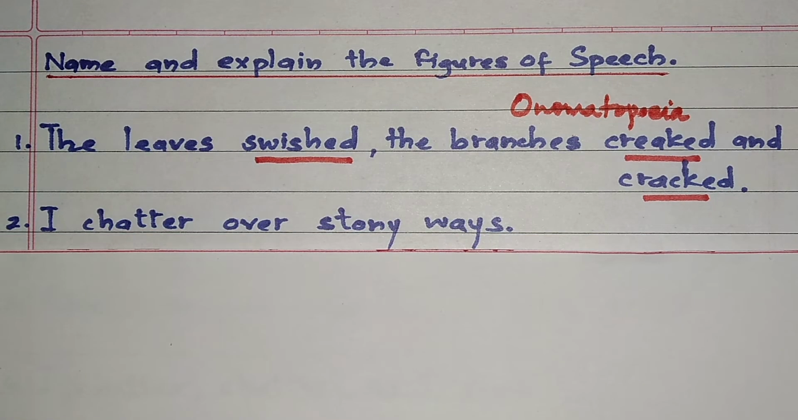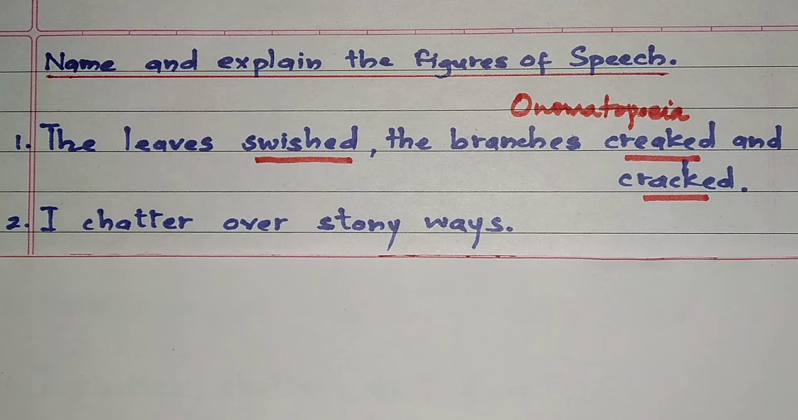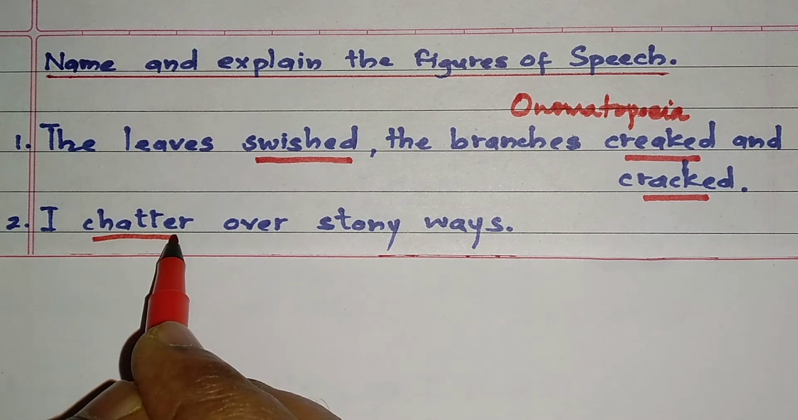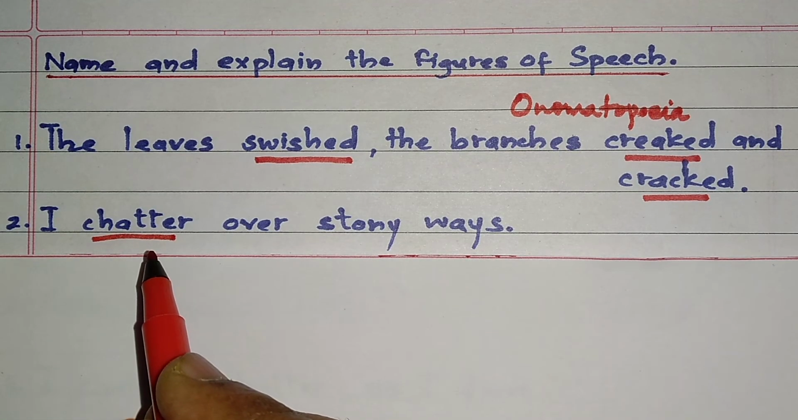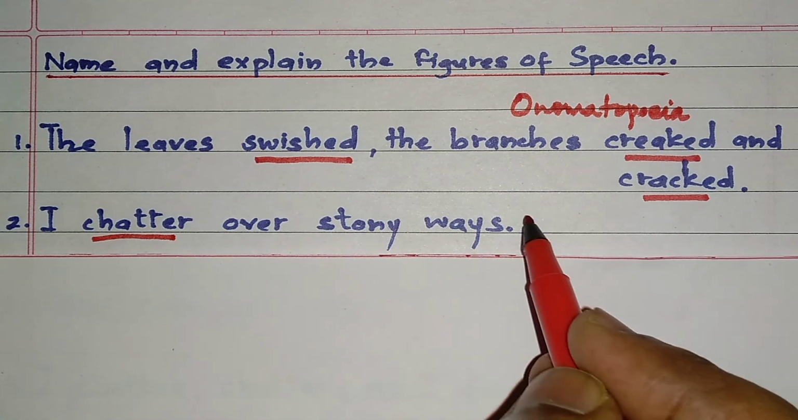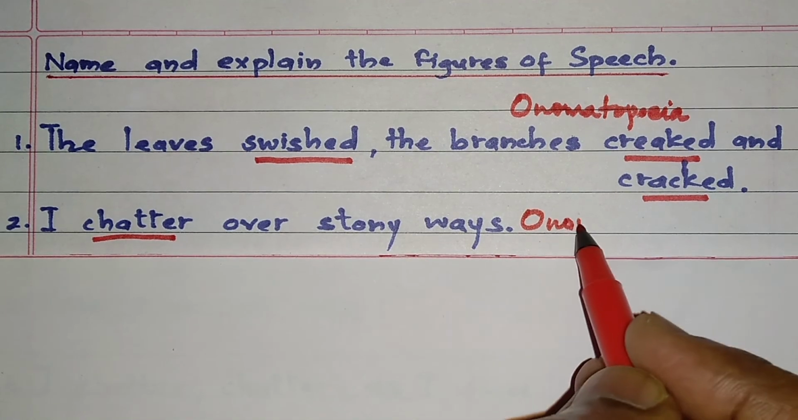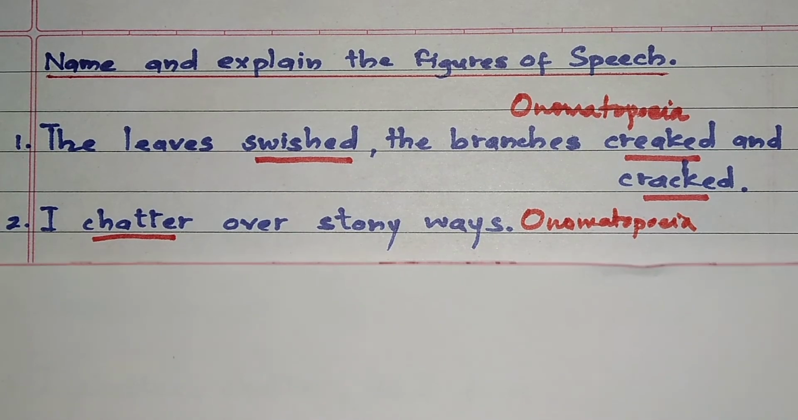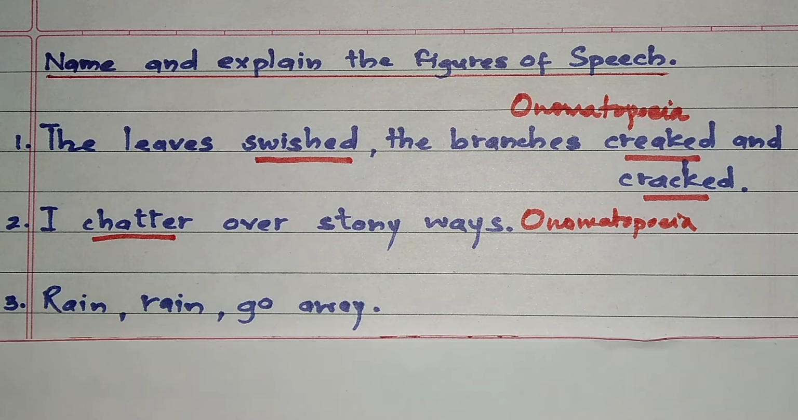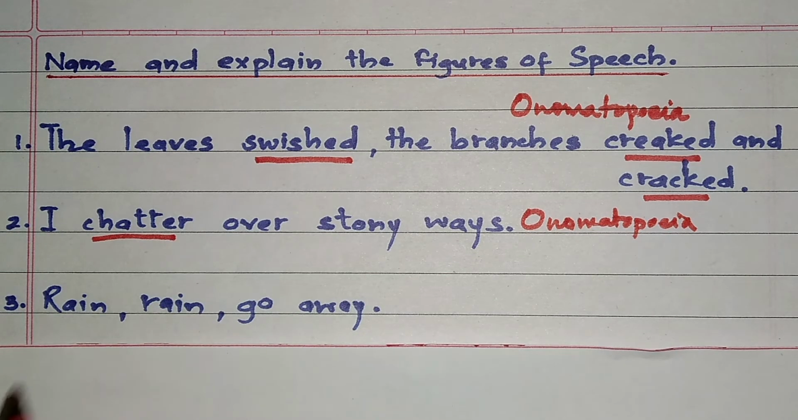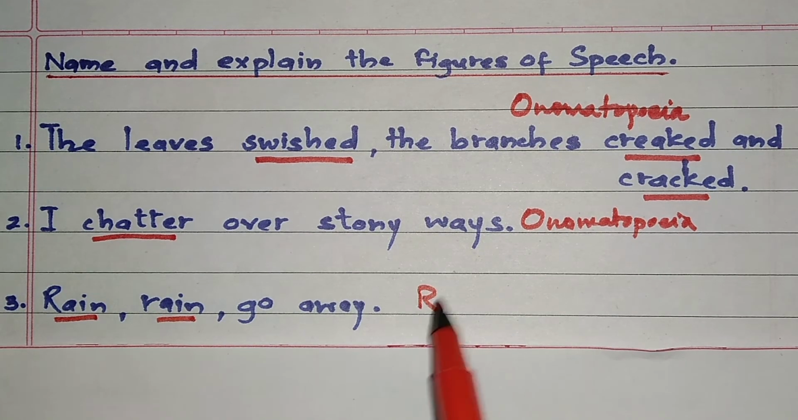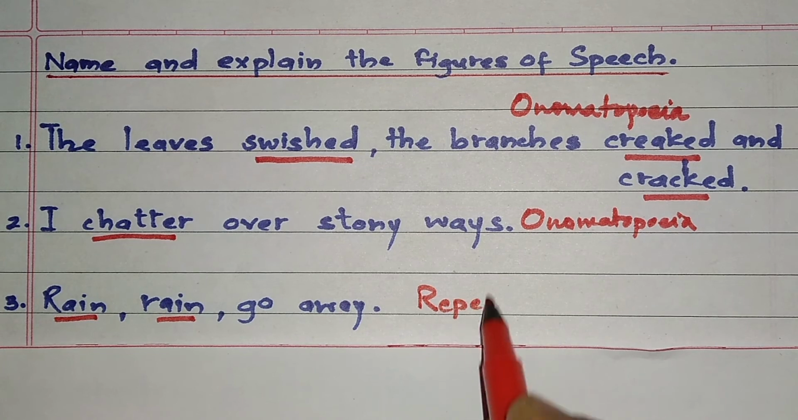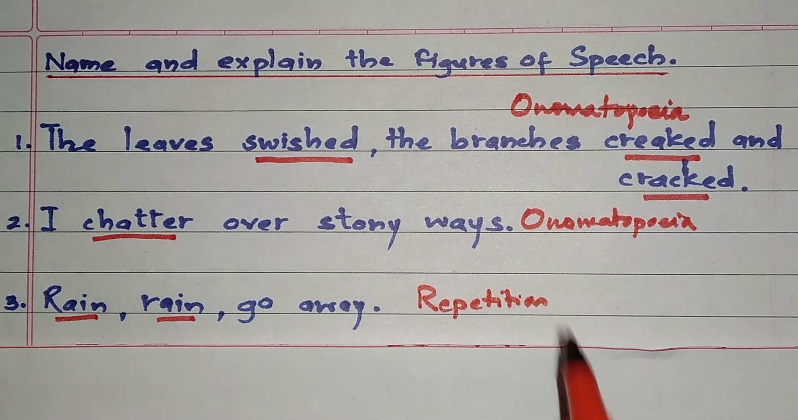Next, I chatter over stony ways. Chatter, the word chatter expresses sound, and therefore again the figure of speech here in this line is onomatopoeia. Next, rain, rain, go away. The word rain is repeated for better poetic effect, and therefore the figure of speech is repetition.